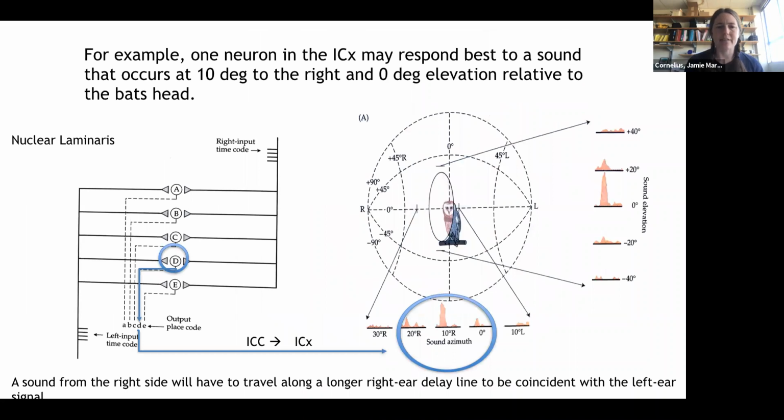So if we look at our labeled lines in the nucleus laminaris on the left there, and you get a particular ITD that results in an output code, that's going to travel to the ICC and meet with ILD information in the ICX, and you get your specific receptive field. And then, of course, you have these regions of inhibition flanking that excitatory receptive field.